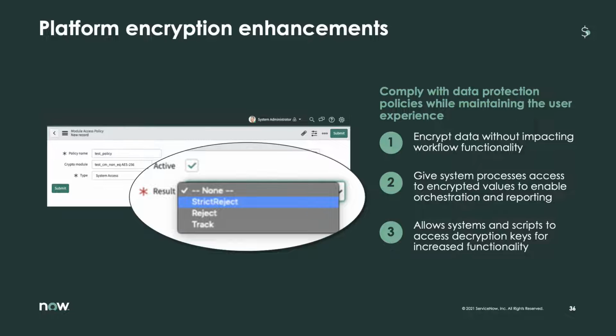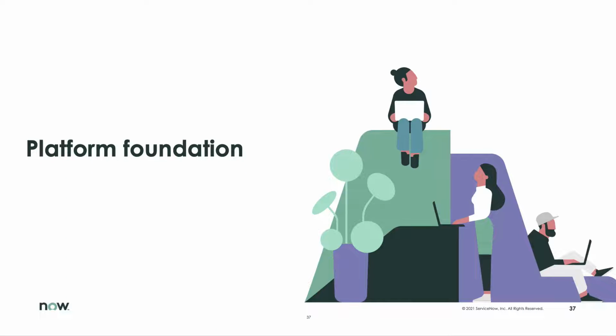Previously, orchestration, reporting, and application or script logic like business rules and workflow activities were impacted by platform encryption. Now, with platform encryption enhancements in Rome, this is no longer the case. In Rome, we're able to protect sensitive data with encryption without impacting the user experience. And as a reminder, platform encryption is chargeable. Note the dollar sign. All right, let's get on with the final section.